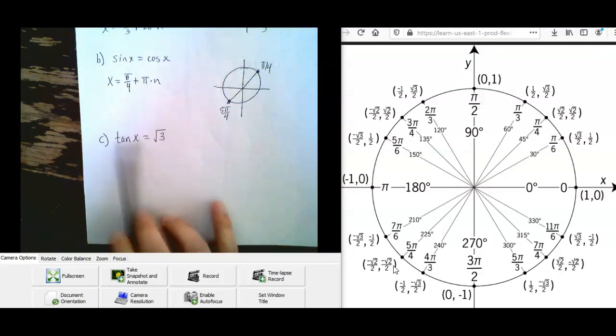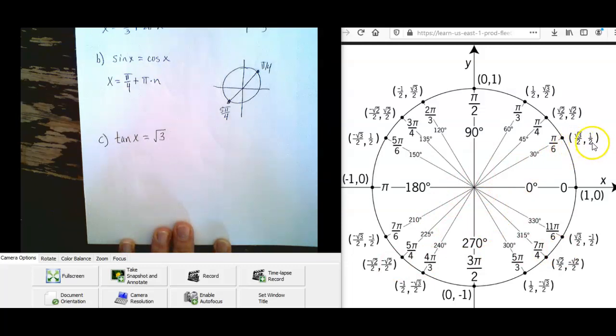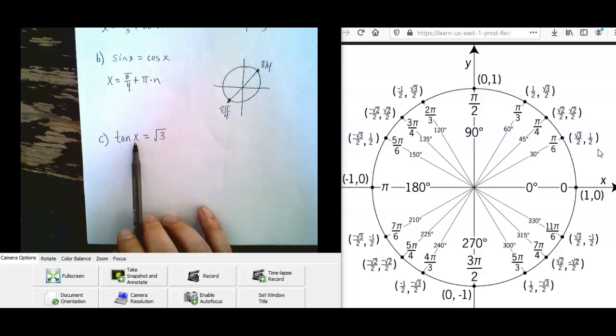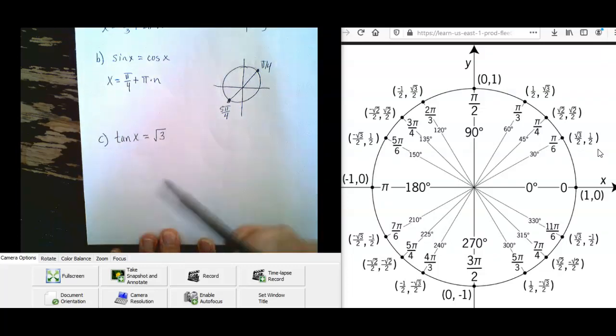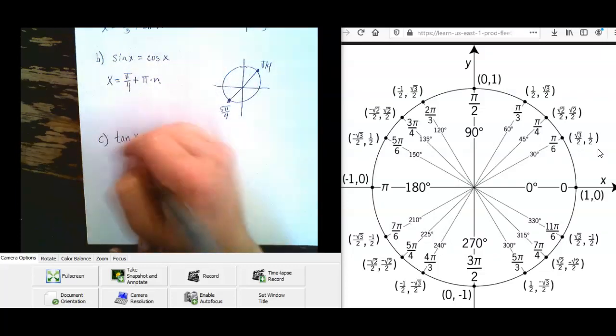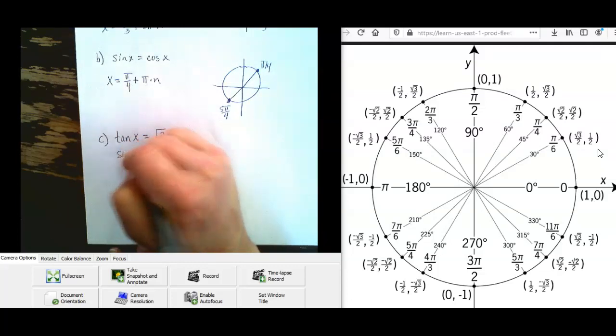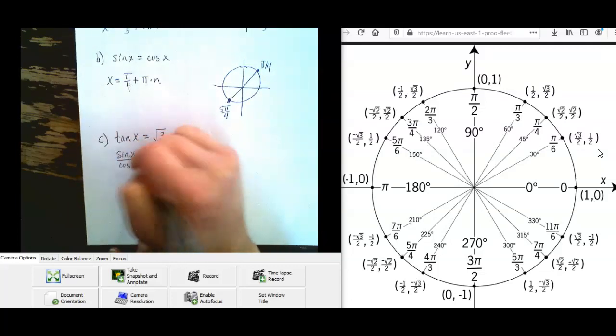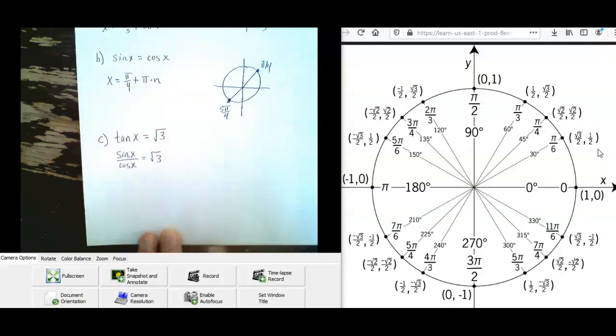Because tangent, we can't see the value of tangent on the unit circle, right? We can only see the values of sine and cosine. So this is where some of those trigonometric identities come into play that are fairly useful. Remember that the tangent of x is equivalent to sine x over cos x, right? So we can actually rewrite this as the sine of x over the cosine of x equal to the square root of 3. That's an equivalent equation to the one above it.